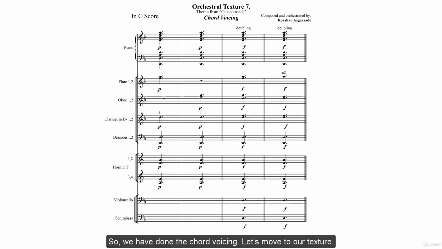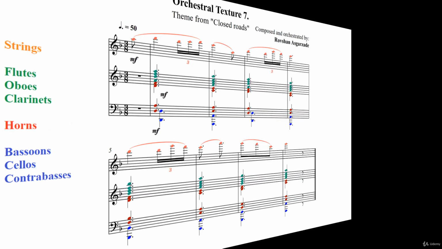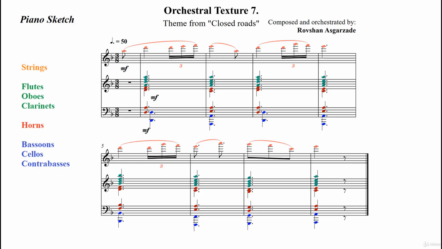So, we have done the chord voicing. Let's move to our texture. Firstly, we should make all harmony on a piano. Blue color shows the bassoons, cellos and contrabass parts. Red is the color of horn parts. Green shows the high woodwinds.